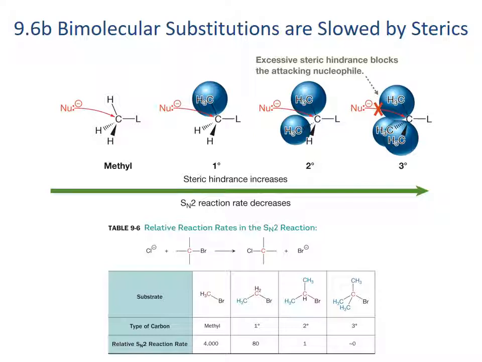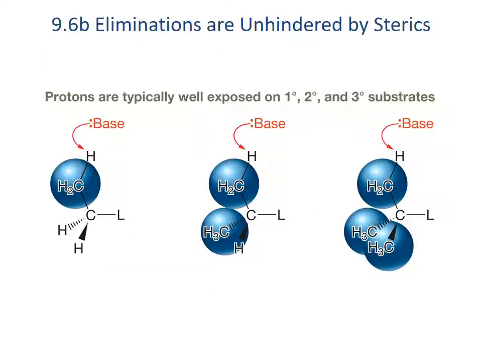So whether a carbon is primary, secondary, or tertiary will make a very large difference in differentiating unimolecular and bimolecular reactions, particularly for substitutions. This factor is much less pronounced for eliminations. Remember that eliminations occur by the removal of a proton from the carbon next to the leaving group. These protons are much easier to access, and sterics don't play a significant role in determining elimination mechanisms.